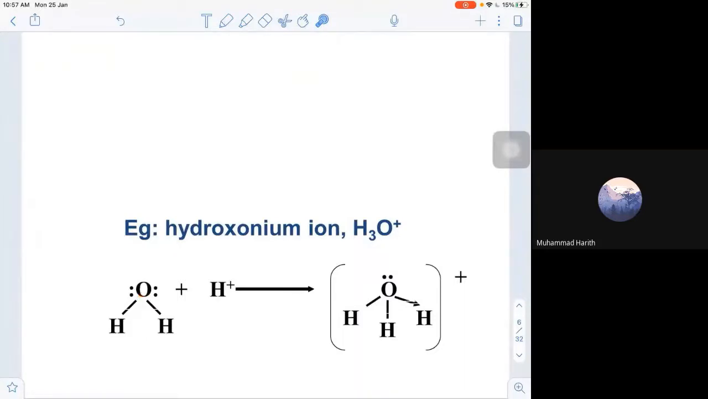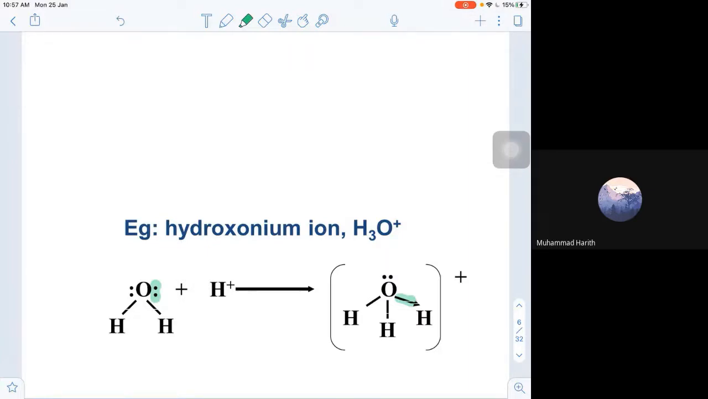So what happens is the oxygen will provide two electrons, or one lone pair, to be shared with the hydrogen to form the dative bond. But they are still sharing the electrons. That is why it is still a covalent bond. The oxygen does not transfer the electrons; it provides the two electrons to be shared.